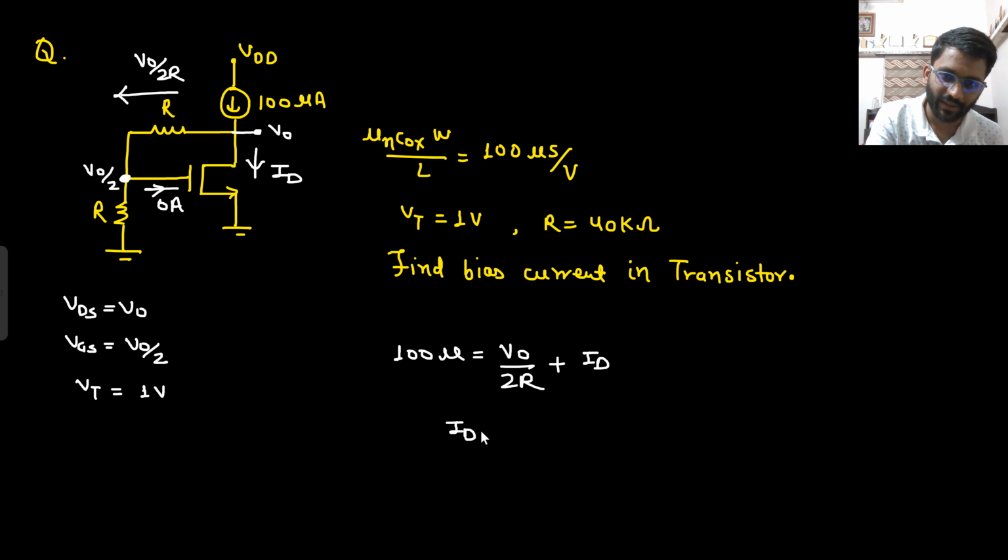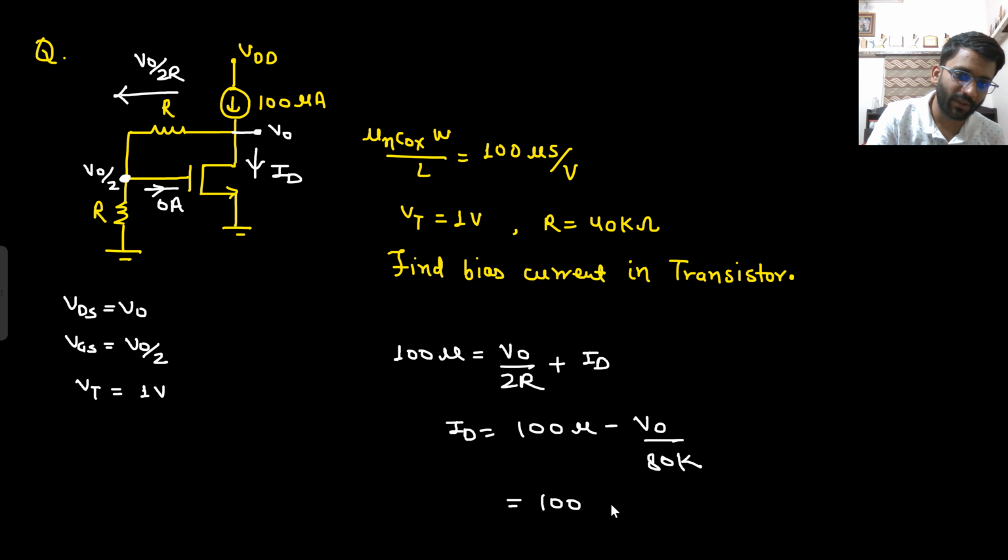So ID you can write as 100 micro minus V naught by 80K. If I want to write it in micro only, I will write 100 micro minus 1000 by 80 V naught micro.